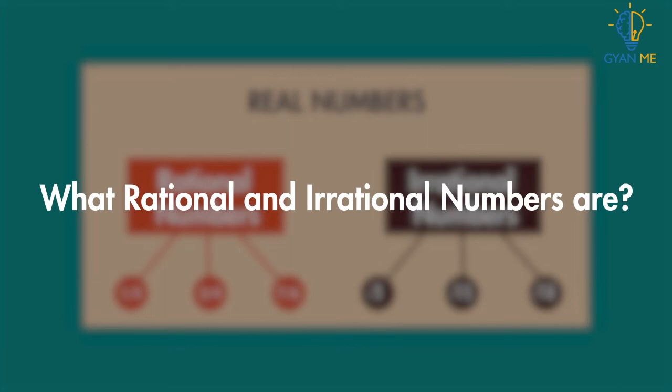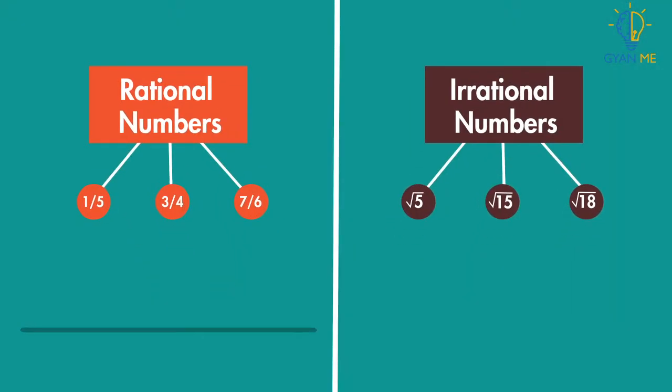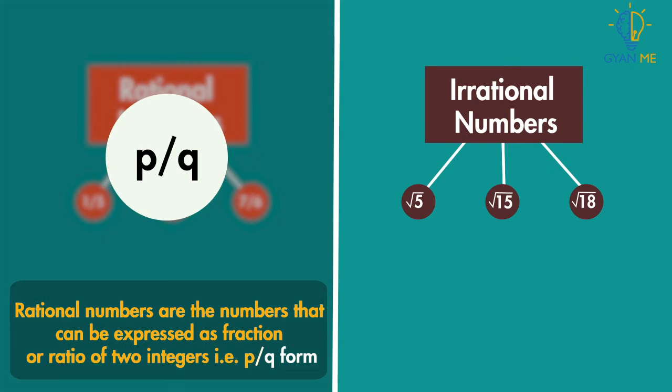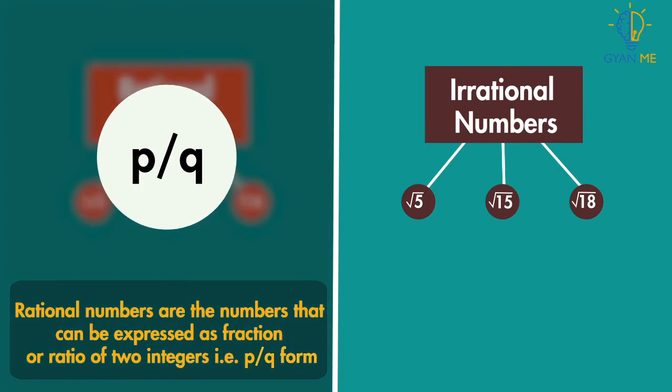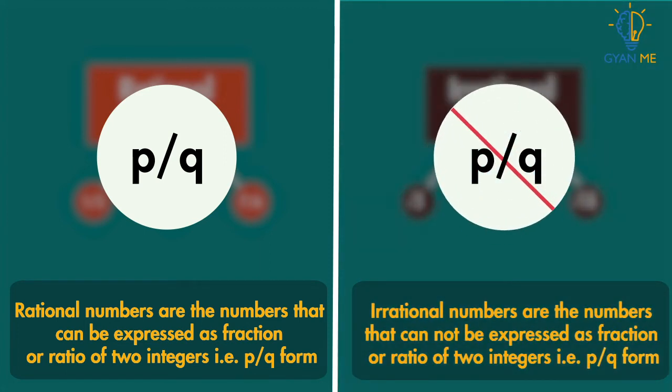So the question arises, what rational and irrational numbers are? Students, rational numbers are the numbers that can be expressed as a fraction or ratio of two integers. That is, they can be represented in p by q form. Whereas irrational numbers cannot be expressed in p by q form.